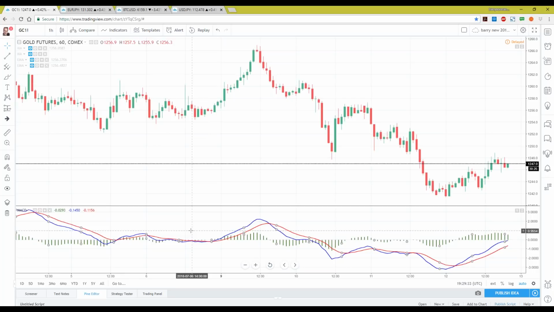Now, if you look at the histogram, it is simply the difference between the MACD line and the signal line. Okay. And when you subtract one from the other, again, we're back on the zero line. And when the MACD line crosses the signal line, where is it? It's always at zero.